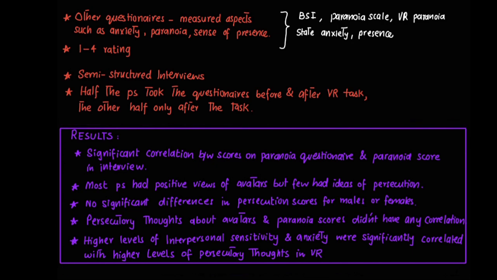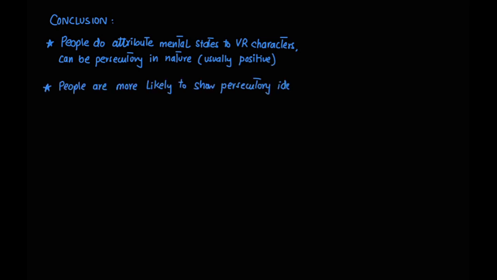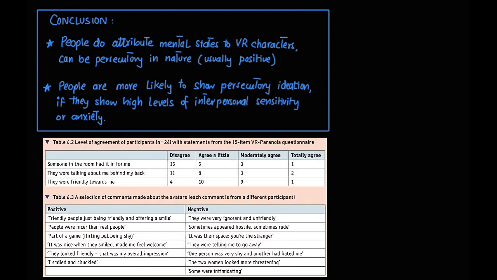Higher levels of interpersonal sensitivity and anxiety were significantly correlated with high levels of persecutory thoughts in the VR. Now, Freeman concluded that people do attribute mental states to the VR characters, and although they are usually positive, they can be persecutory in nature. He also concluded that people are more likely to show persecutory ideation if they show high levels of interpersonal sensitivity or anxiety. Here are some examples of results for some items.